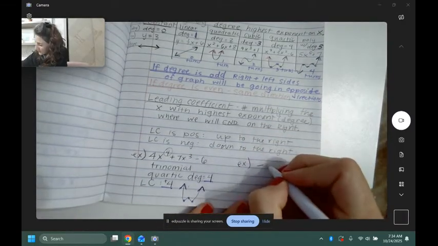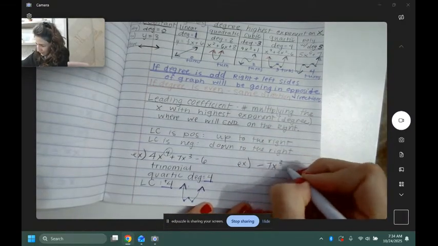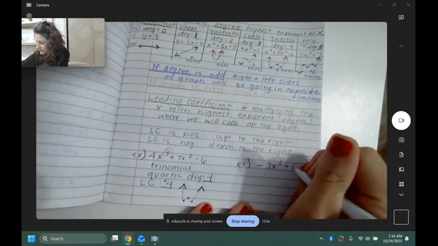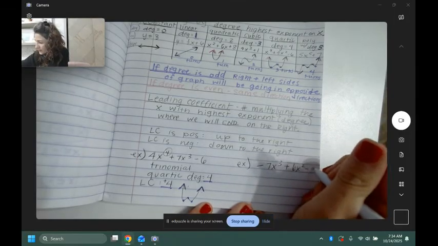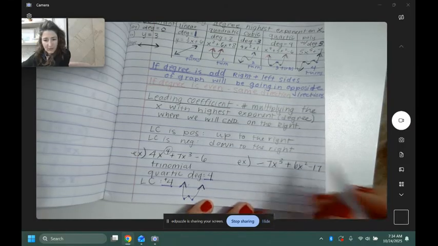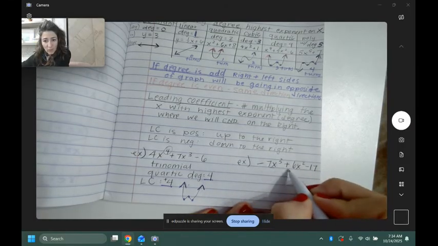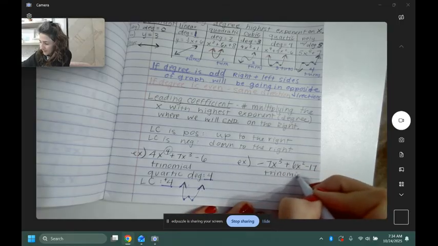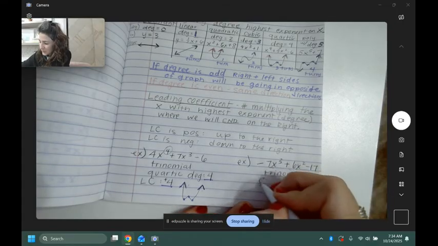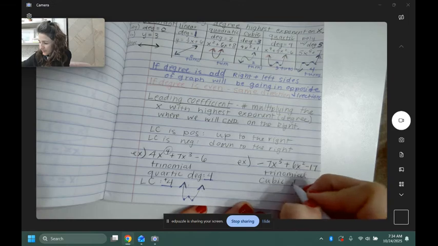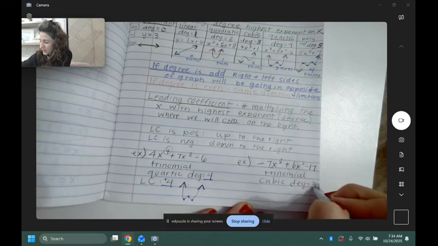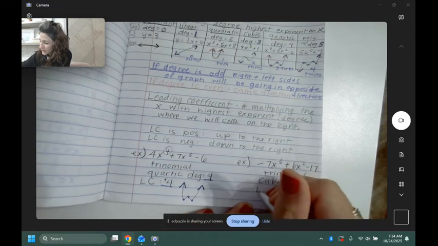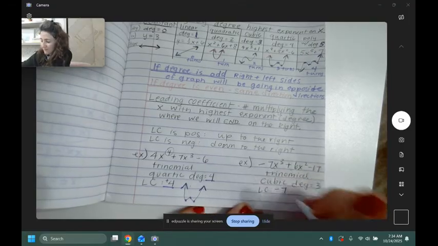Negative 7x to the third plus 6x squared minus 17. Again, this is a trinomial, with 1, 2, 3 pieces. The highest degree is 3, so it's cubic. The leading coefficient is negative 7.